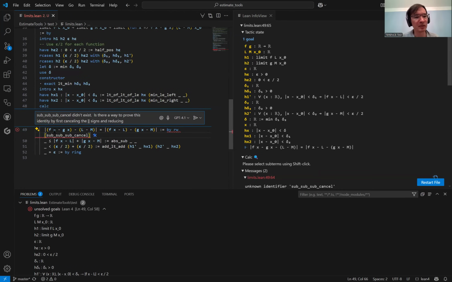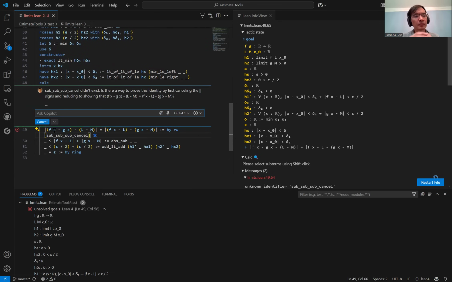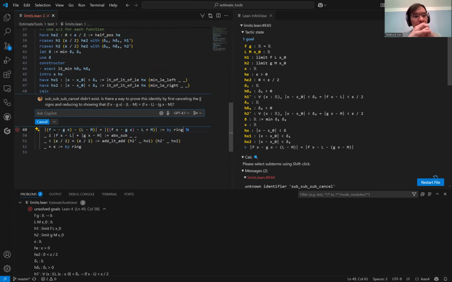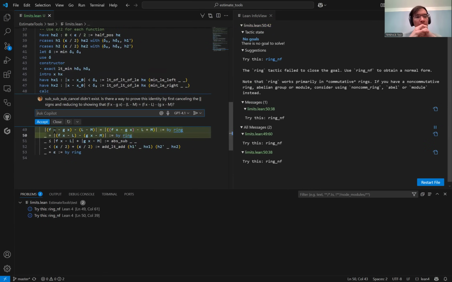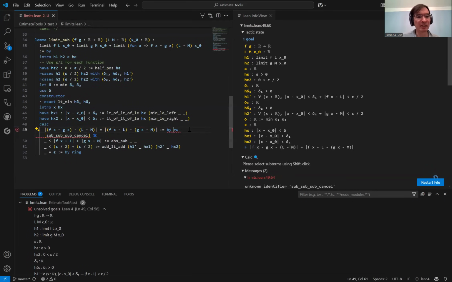I'm trying to see if it knows the tactic for canceling. All right, no, it's actually struggling, so here I think I'm going to give up and do it manually. Okay, so there are several ways to proceed here.